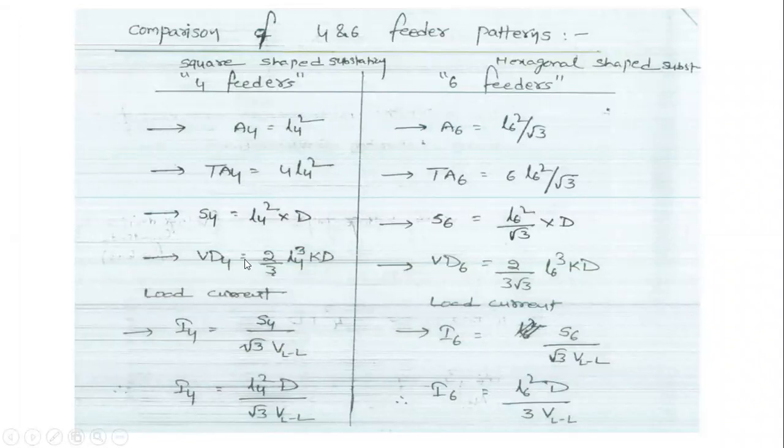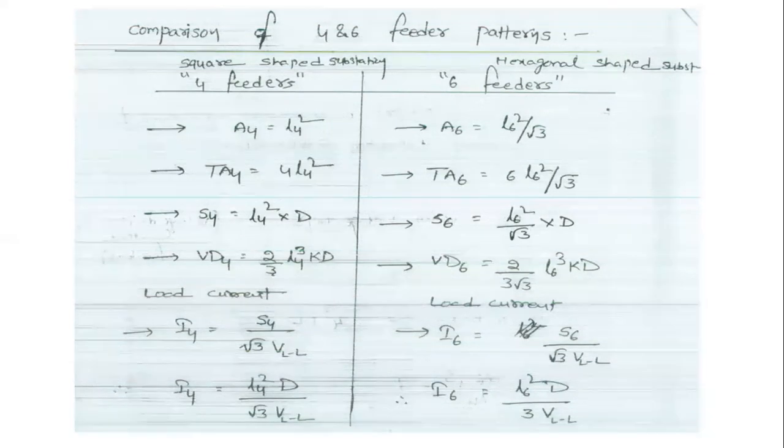Next, VD4, the voltage drop at the feeder. VD4 is equal to 2 by 3 L4 cube K into D.